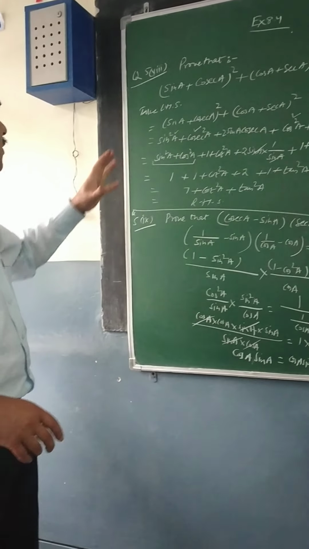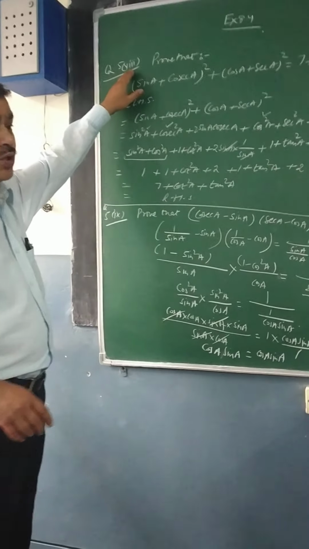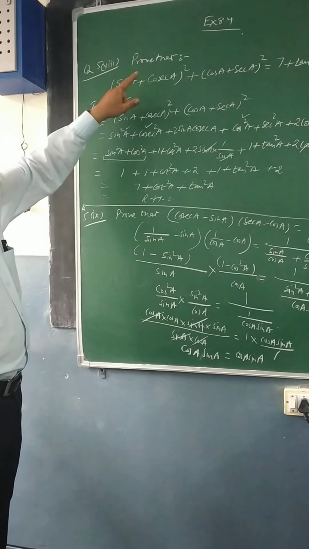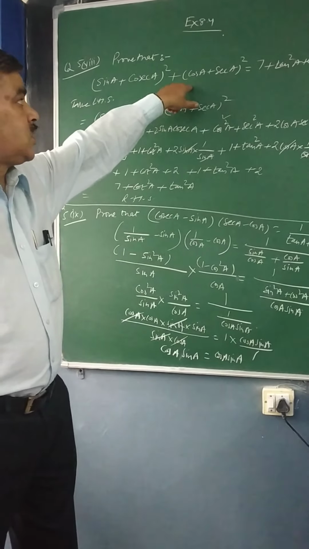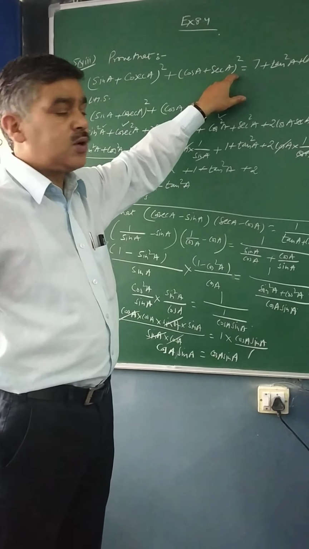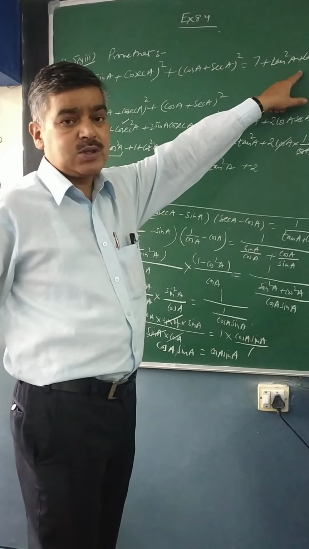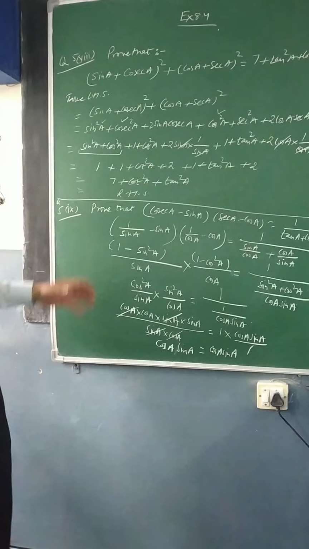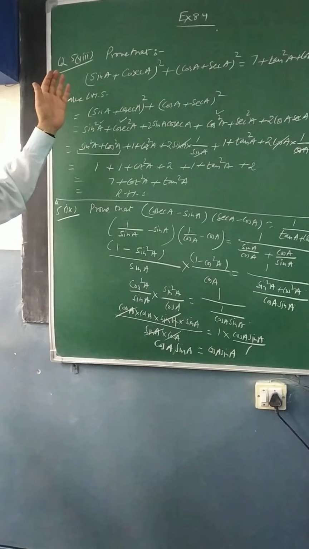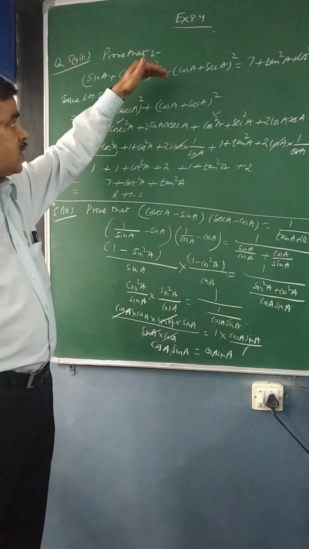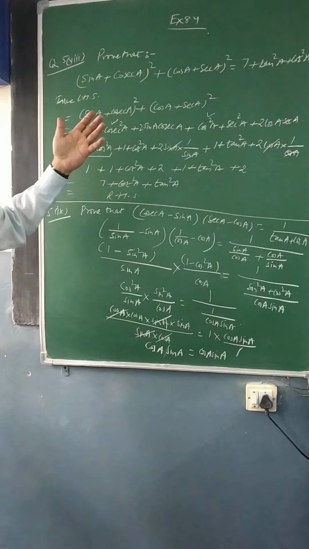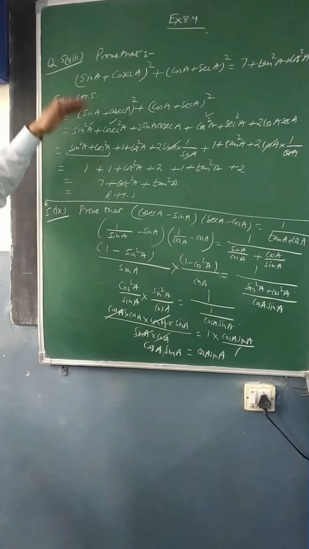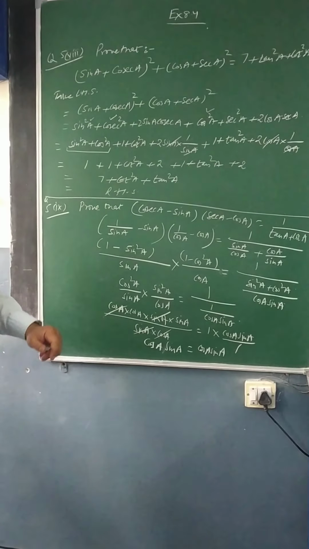So I would like to start with the 8th part of question number 5. Here it is. Prove that (sin A plus cosec A) whole square plus (cos A plus sec A) whole square is equal to 7 plus tangent square A plus cot square A. So here again I would prefer to take the left hand side because two expressions are available with me in that side, and then I will see how to proceed towards the right hand side.